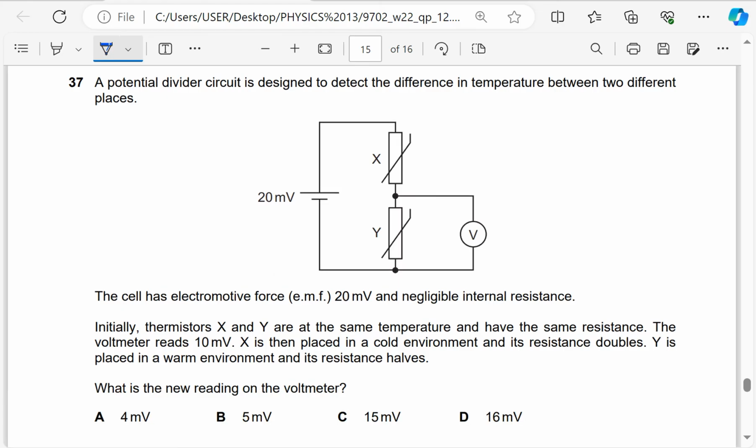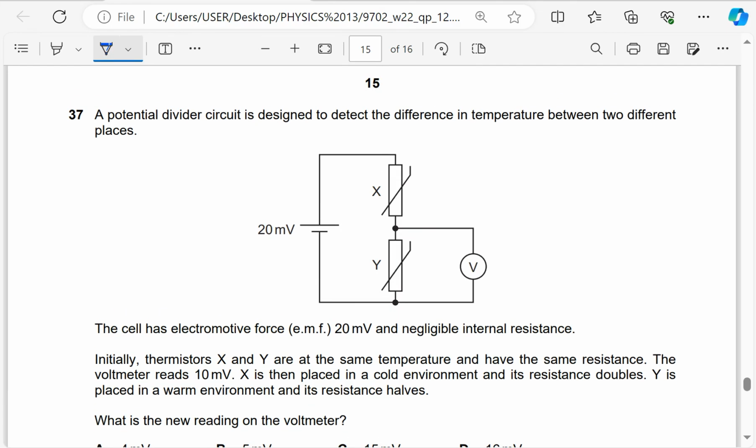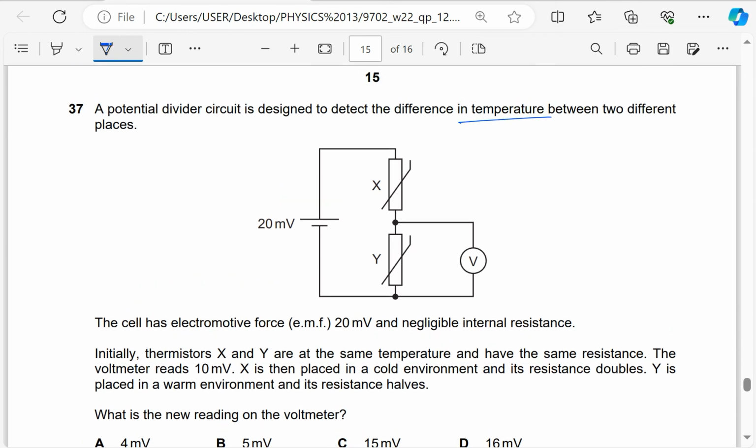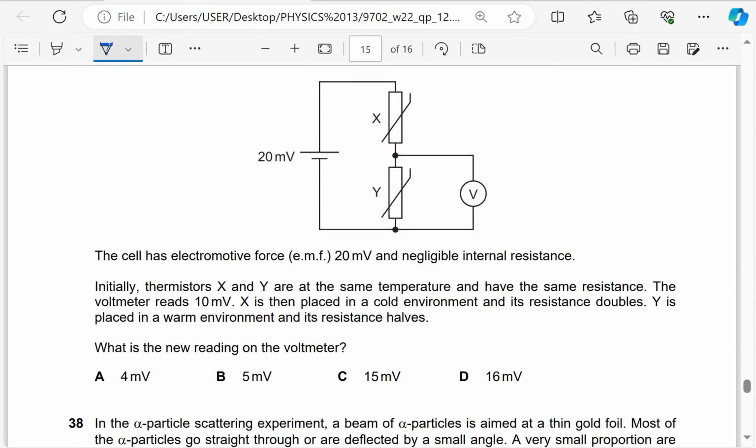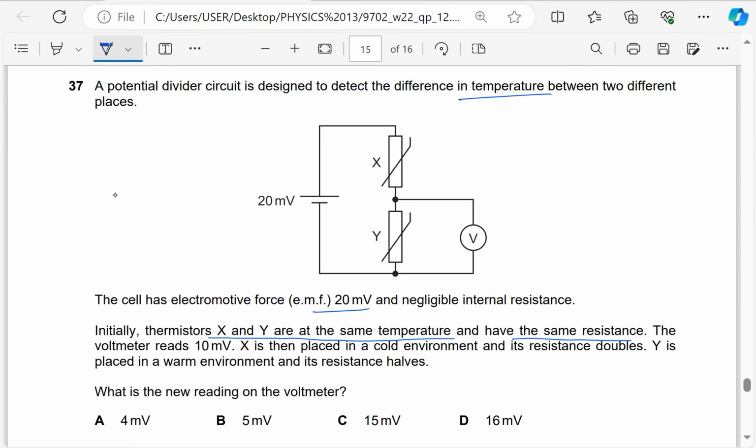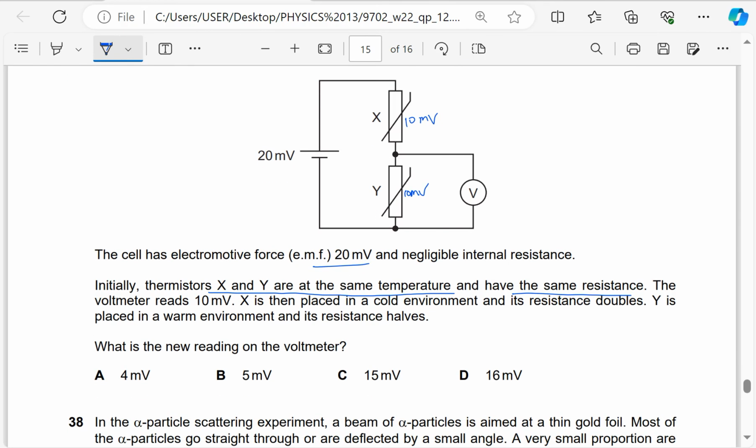A potential divider circuit is designed to detect the difference in temperature between two different places. The cell has an EMF of 20 millivolts and negligible internal resistance. Initially, thermistors X and Y are at the same temperature and have the same resistance. So initially this is 10 millivolts and this one is also 10 millivolts. The voltmeter reads 10 millivolts.